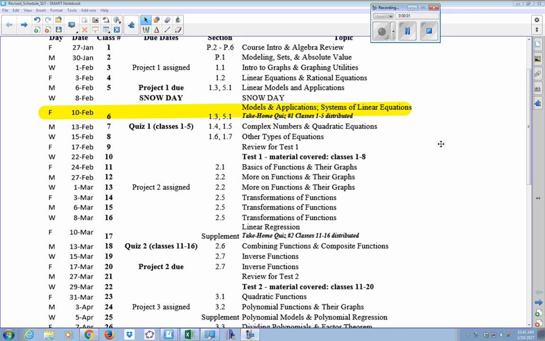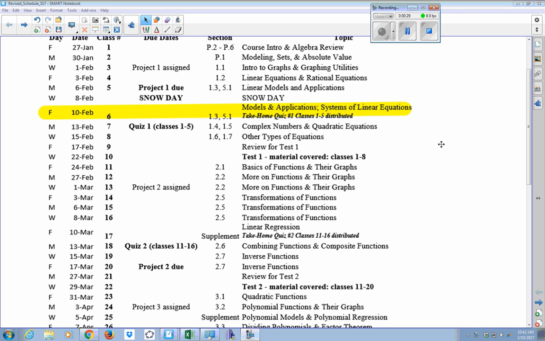So what we would have covered on Wednesday, we're covering today. Today we're finishing up linear applications and models. And we're also looking at systems of linear equations, because this gives us the ability to solve some of these problems using 2 variables instead of 1. Remember, on Monday, we were only able to solve some of those application problems in terms of 1 variable.